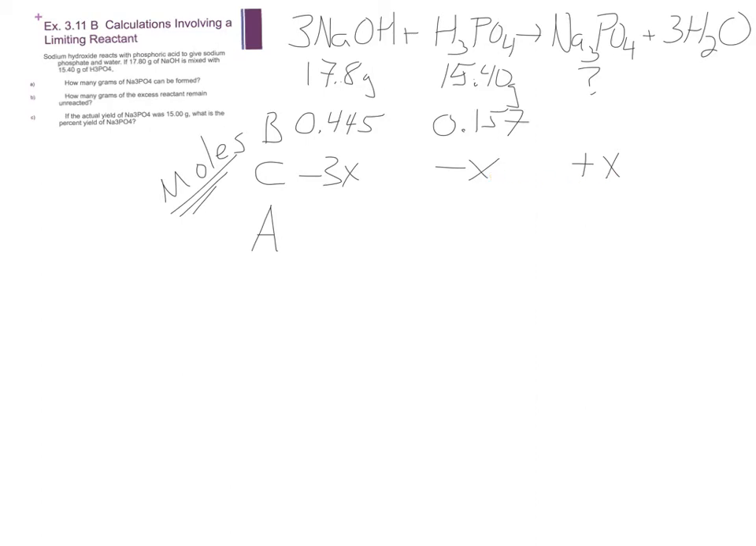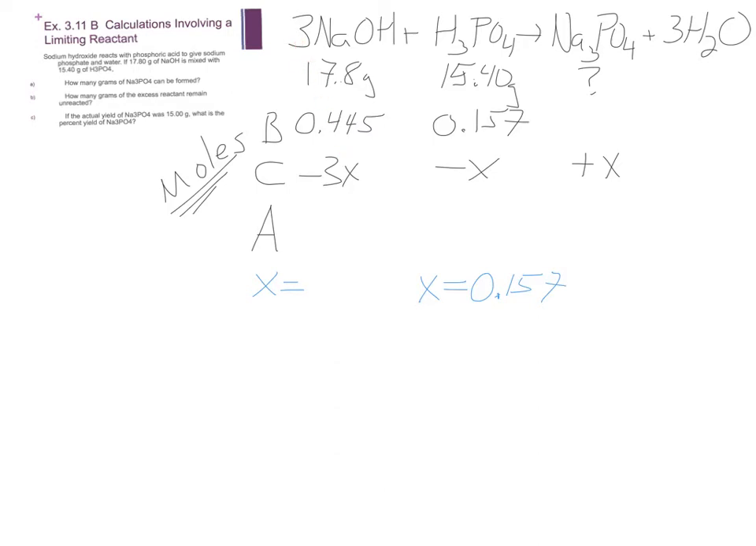So let's find x. We do that by reducing our original mole amounts by their coefficients until they're coefficients of 1. So our coefficient of the phosphoric acid, this is my hypothetical x, is 0.157 because it already has a coefficient of 1. My x value for the sodium hydroxide would be the 0.445 divided by 3 because it's going to go away 3 times faster.